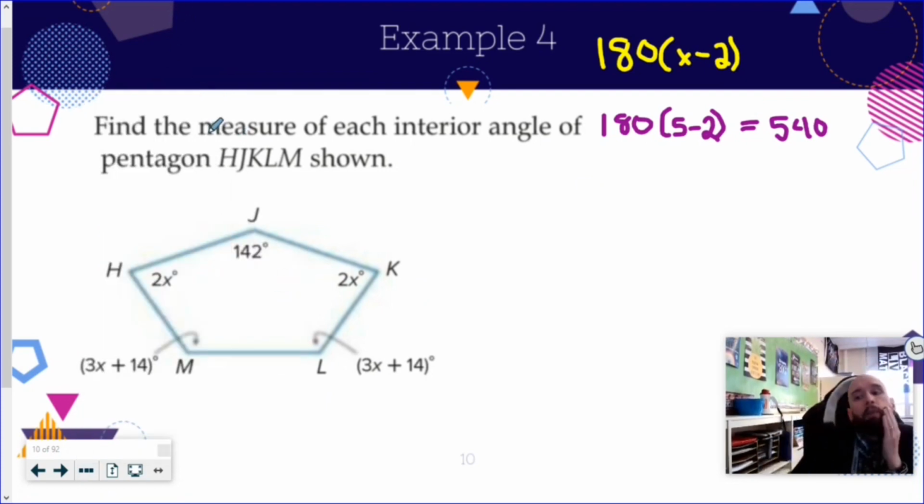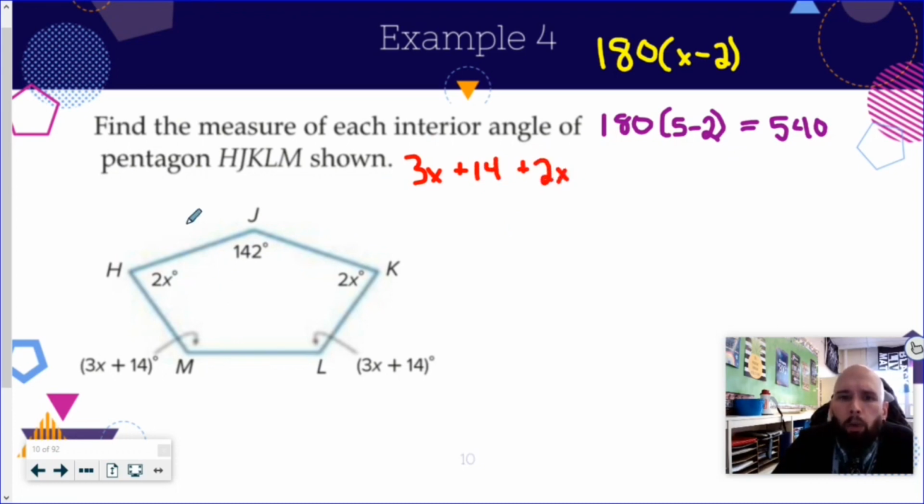My job is to find the missing angle measurement for each angle. Well, I don't know what they are, but what I do know is they add up to 540. So I'm going to take all 5 of these guys and add them up and set that equal to 540. So 3x plus 14 on the bottom left plus 2x plus 142 plus 2x again plus 3x plus 14.